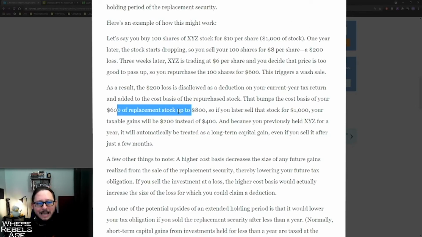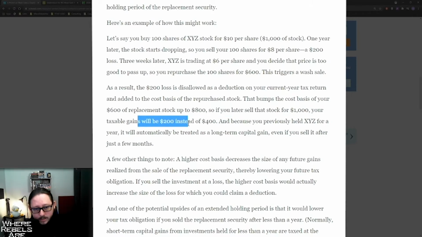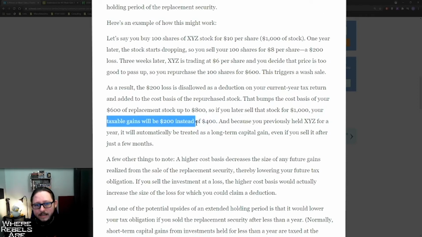Now, you're not gaining or losing any money in this transaction necessarily, because you still have that net $200 loss. It's just that the rebuy does not have the cost basis of the entry price of $6. It has the cost basis of $6 plus the $2 loss or difference that you had from your loss, raising your total cost basis to $8. So if you later sell the stock for $1,000, your taxable gain is going to be $200 instead of $400, and the reason is because the gain from $800 to $1,000 still exists in that situation.